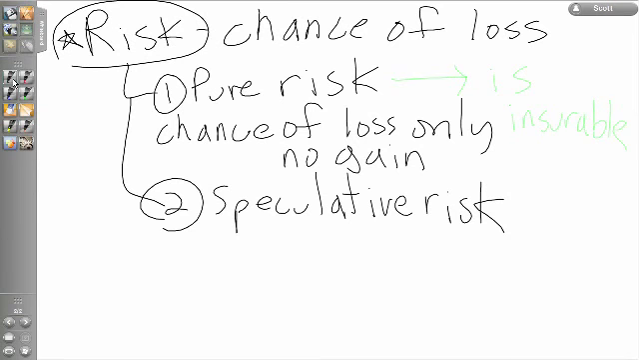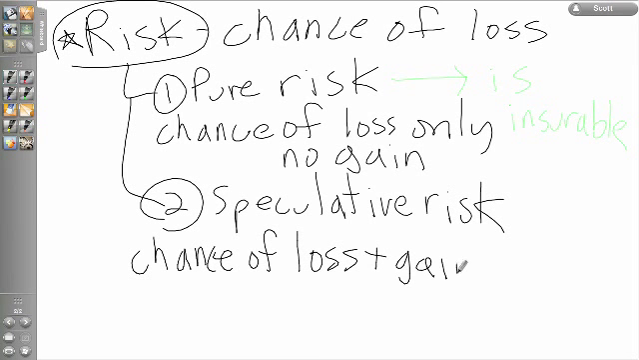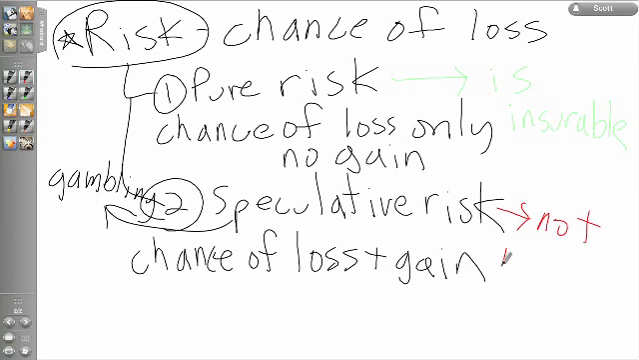Conversely, down here, speculative risk is a risk situation where there is a chance of loss and a potential for gain. The best example of a speculative risk, which they might ask about on the exam, is gambling. You go to Vegas, you take $1,000. You could come back with $1 million. You could come back with 0, like most people do. Well, that's a speculative risk. A risk situation where there's a chance of loss and also a potential for gain. Speculative risks are not insurable.